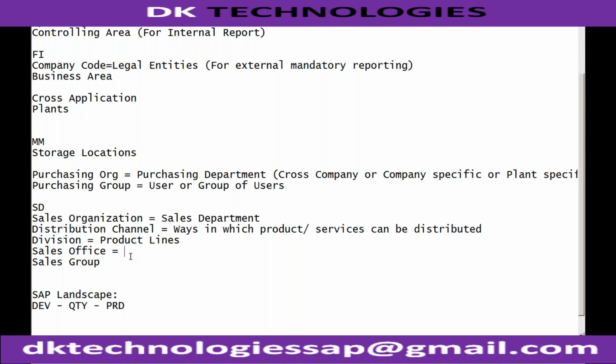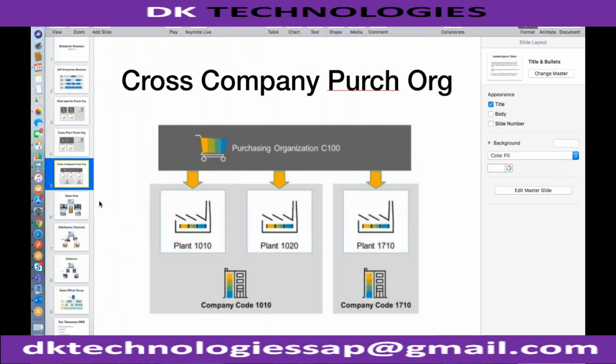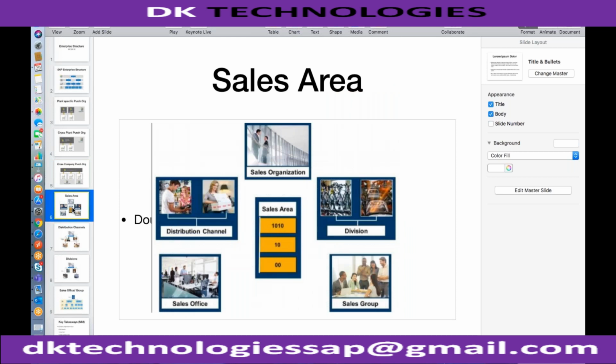I think it will give the complete picture if you see this example. This is all coming from SAP. So I just tried to show you how exactly it will look. You can see I have a sales organization. Within the sales organization, there is a distribution channel, there is a division, there is a sales office, and there is a sales group.